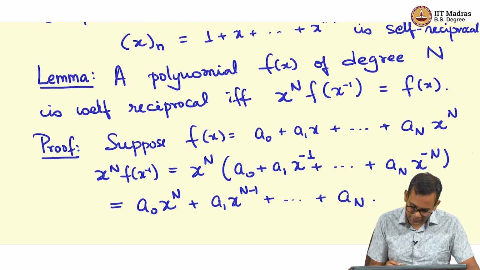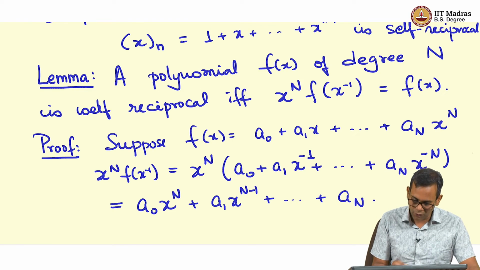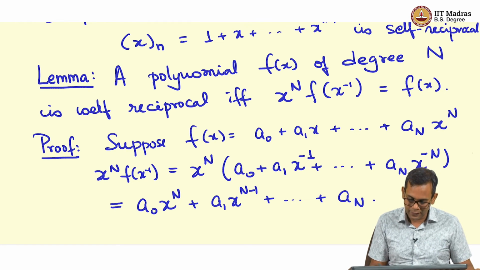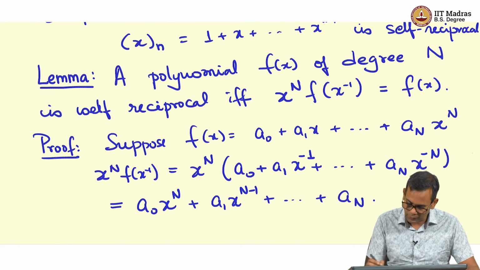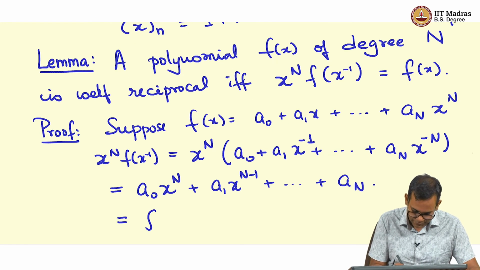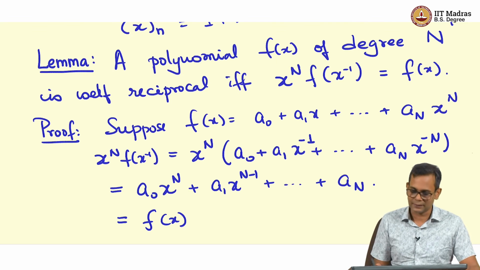And so, what has happened is this polynomial x n f of x inverse is the polynomial whose coefficients are the same as the coefficients of f of x, but in reverse order. And so, if the sequence a 0 up to a n is self-reciprocal, then this a 0 will be a n and so on, and so this will be exactly equal to f of x if and only if this polynomial is self-reciprocal.